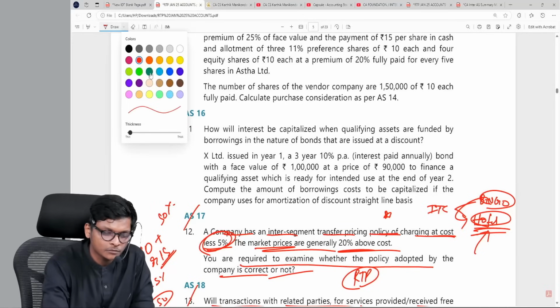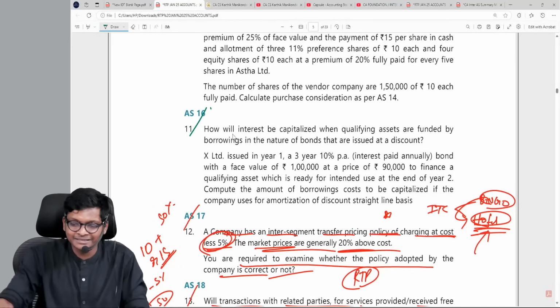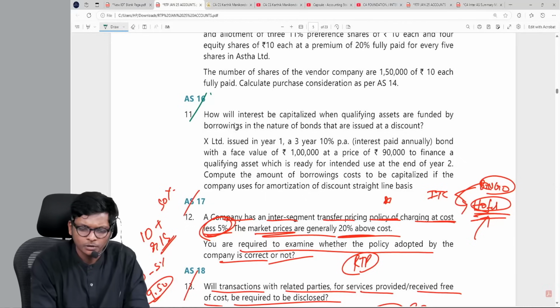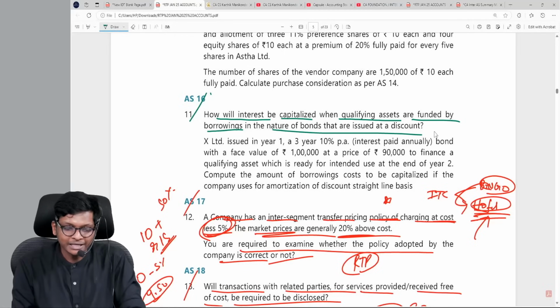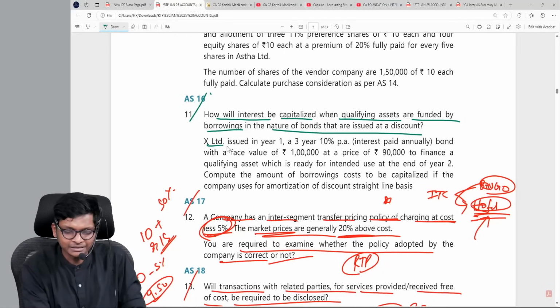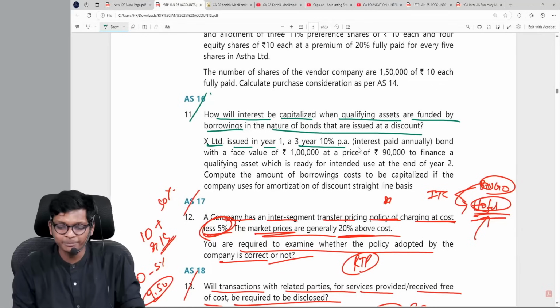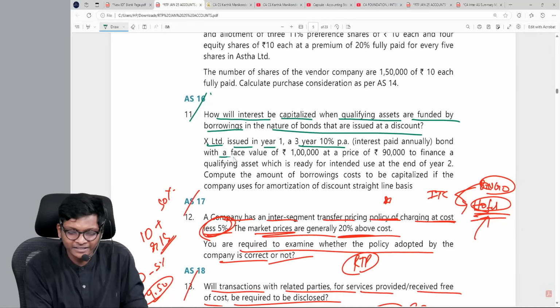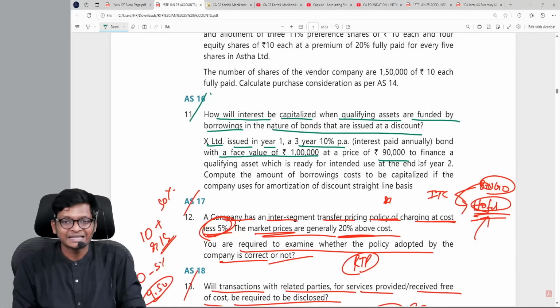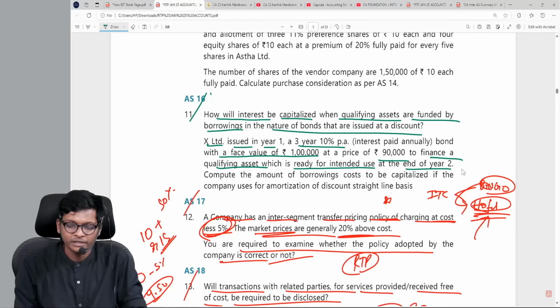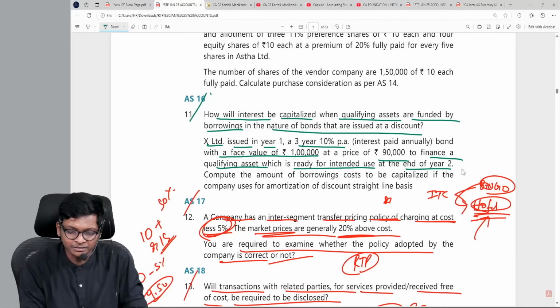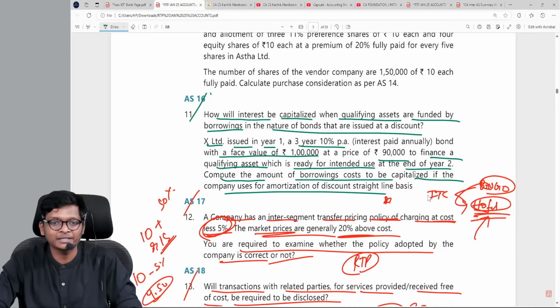Okay. Next. AS 16 is another new question. How will interest be capitalized when qualifying assets are funded by borrowing in the nature of bonds that are issued at discount? Again, a new question. I like this question. X Limited issued in year 1 a 3-year 10% per annum bond with a face value of 1 lakh at a price of 90,000 to finance a qualifying asset which is ready for its intended use at the end of year 2. So what is happening here? Then compute the amount of borrowing cost to be capitalized if the company uses amortization of discount on a straight line basis.